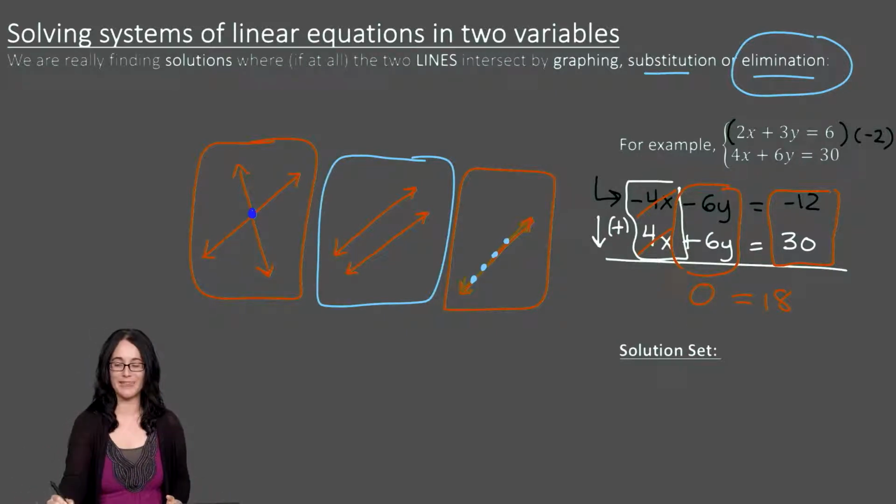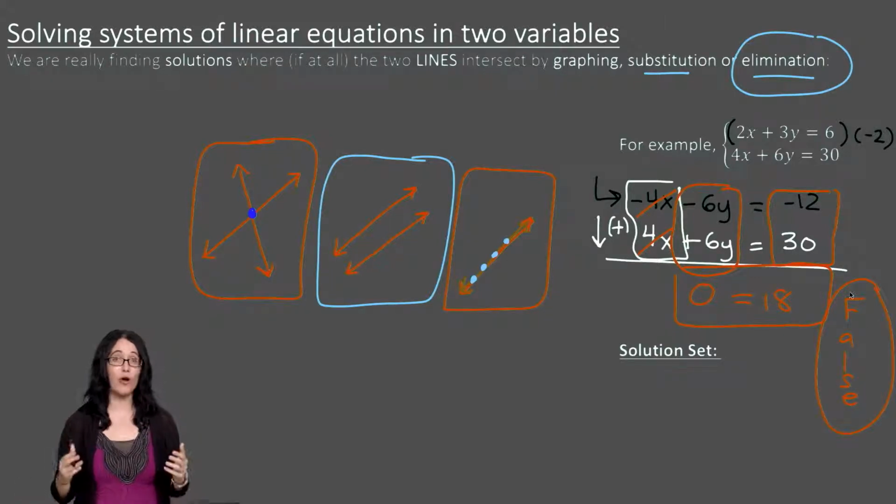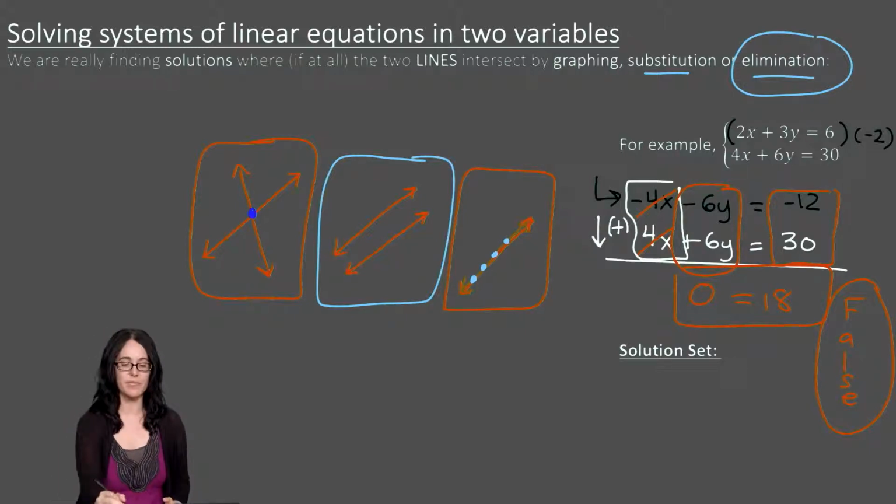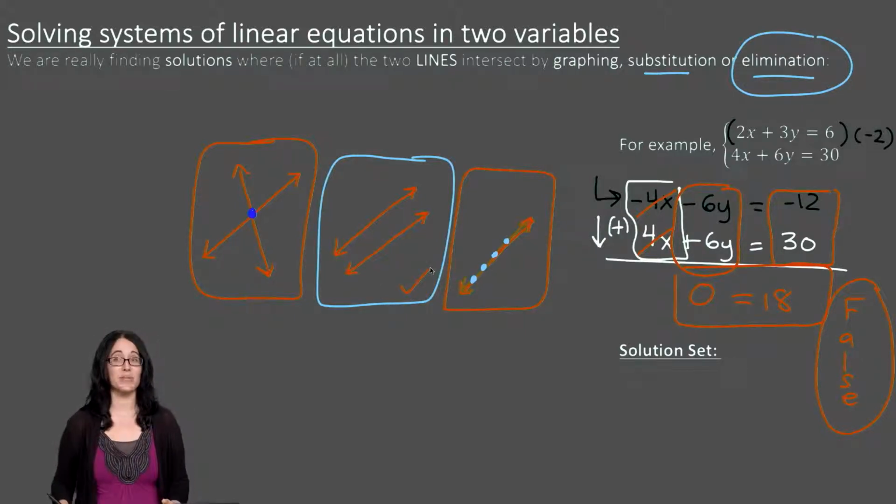And I hope you know the answer to that. That is definitely false. And if you get something false, what that is saying is there is no way for these 2 lines to ever intersect. In other words, these 2 lines must be parallel. So we have this situation where the lines never intersect, so there is no solution.